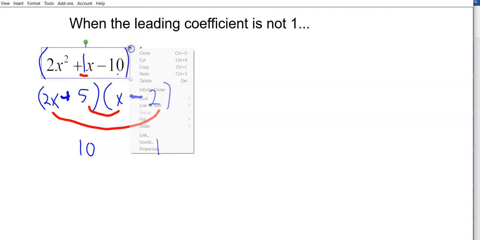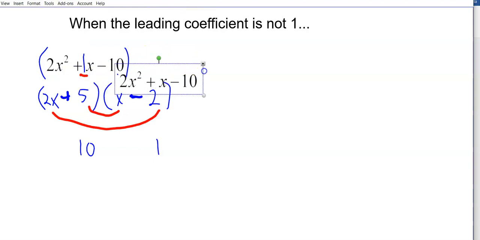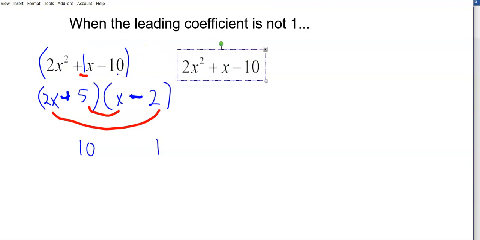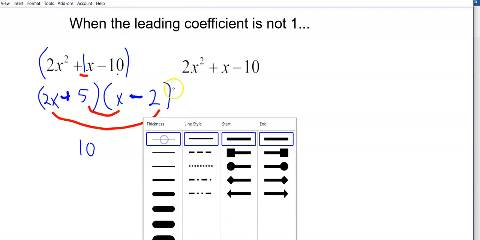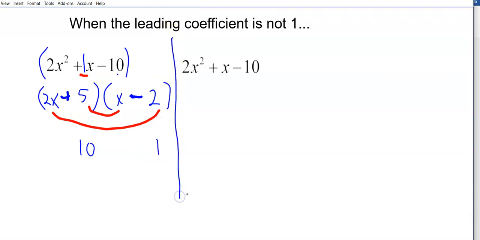But there's another method we can use. So let's try the other method. It's a little bit more foolproof. Sometimes it can be a little frustrating to do guess and check. It just takes a while to guess and check it. So this method is called the AC method. When I say AC, I mean this: ax squared plus bx plus c. So a is 2 and c is negative 10 there.